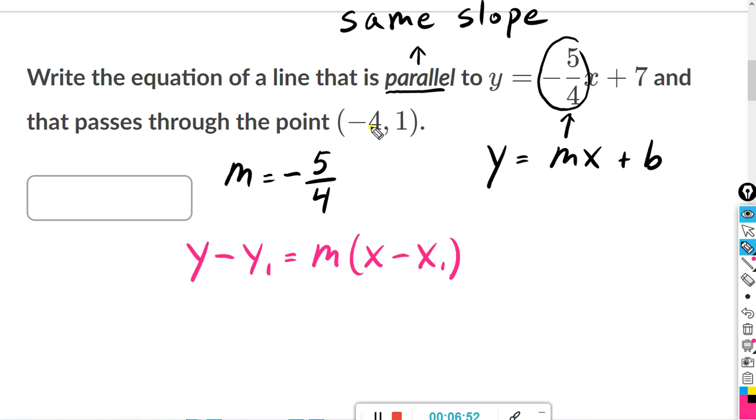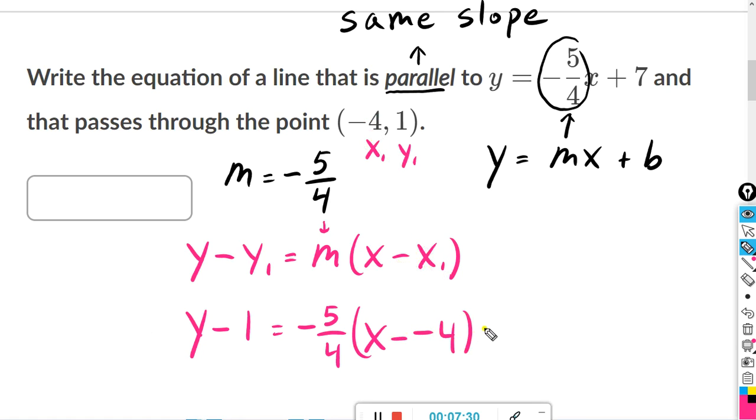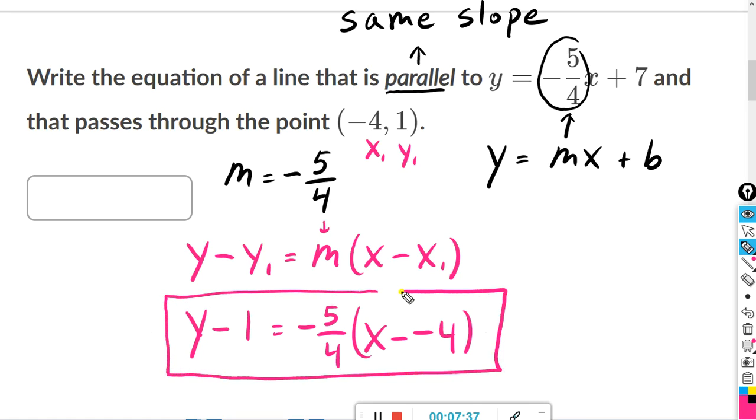All right, let's see. So the point that the line passes through, like before, I'm going to call that x1 and y1. Okay, x is always the first number and y is the second. So y minus y1, we leave y, and that's minus y1, so that's a minus 1. M is the slope, that's just negative 5/4 in place of m. X we leave alone, and then minus x1, we see x1 is negative 4, so it's minus negative 4. Okay, you can leave the double negative, or you can change it to a positive, but that is the final answer.